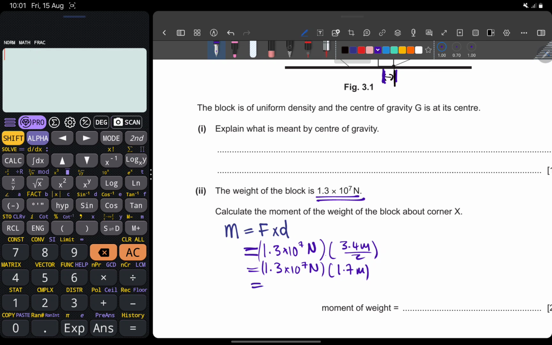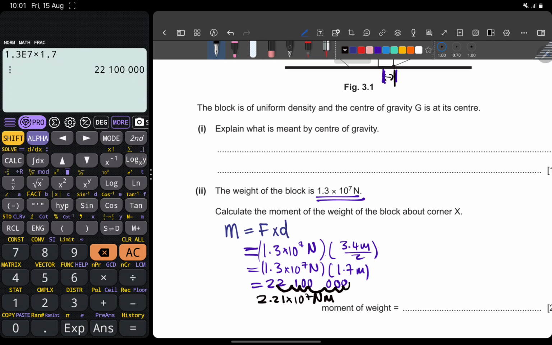So let's multiply that. This is 1.3 times 10 to the power 7, and this multiplies 1.7. We are going to get 21,100,000 rather. And let's change it to standard form. We'll just go 1, 2, 3, 4, 5, 6, 7. So it's 2.21 times 10 to the power 7. And this is Newton meters. That's the unit for moment.